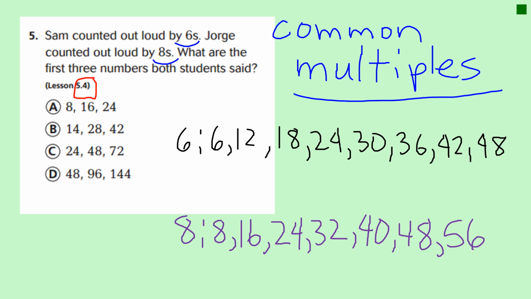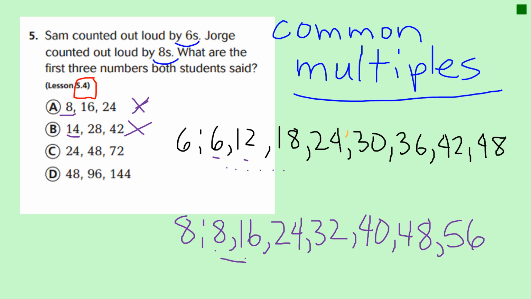All right, we are looking for common multiples. Well, let's look at our choices. Choice A. The first number in choice A is 8. Do they have 8 in common? No, they do not have 8 in common. This one goes from 6 to 12, so no. How about 14, the first one in choice B? Well, neither one of them even has 14, right? That goes from 8 to 16, 12. You don't even have 14 at all in either one. Okay, let's look at C. 24. All right, let's see if they have it.